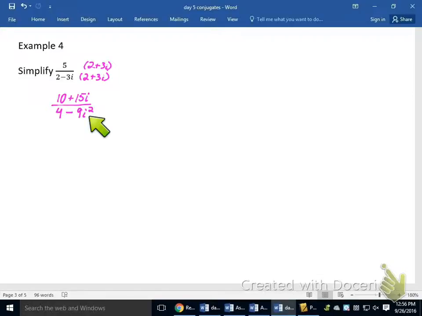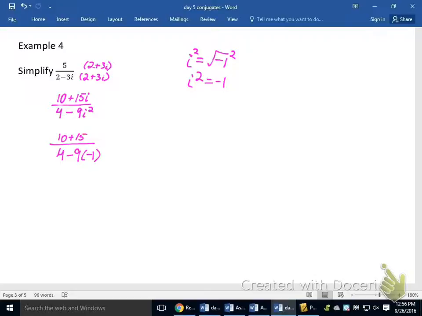The rest of them, i to the second, i to the third, i to the fourth, you can reduce down to something. So right here, i to the second can be rewritten as a negative 1. Think about it. If you remember that i is equal to the root of negative 1, then that means if I square that up, the square and the square root would cancel out. So i squared would be negative 1. So that's what I'm going to do over here, is I'm going to replace that i squared with a negative 1.